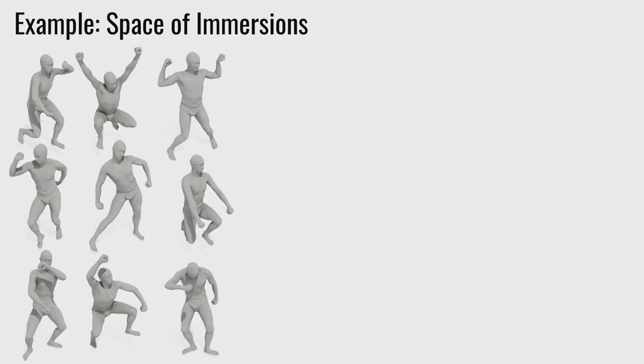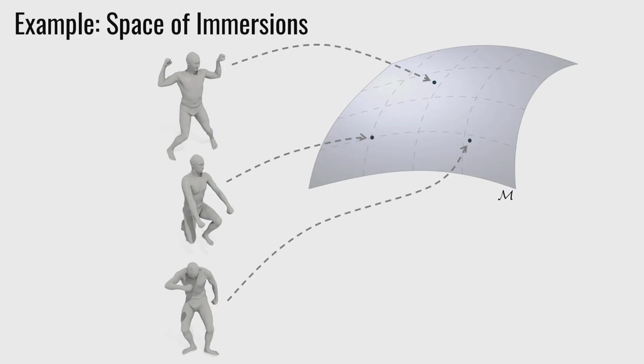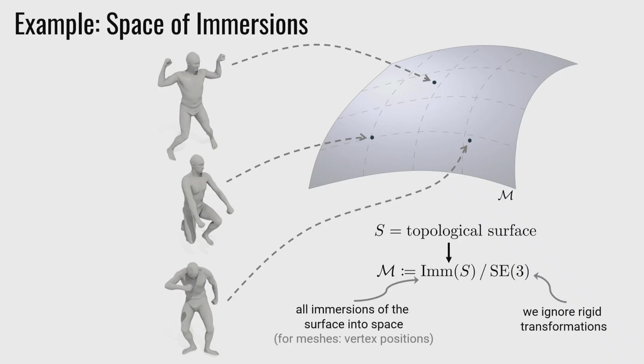So another example that you can have in mind during this section is a space of immersions. In this case, you have human shapes, and you have your manifold where each point corresponds to a human shape. And then again, the shape space are all possible configurations of the shape, but without the rigid body motions. And if you prefer to think about discrete surfaces, then you can think of discrete meshes, and you fix a mesh topology, and then you can represent each shape just by the vertex coordinates.